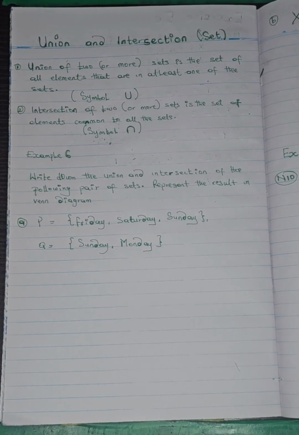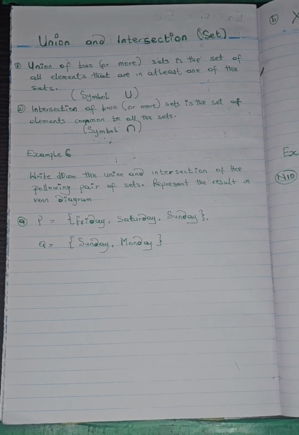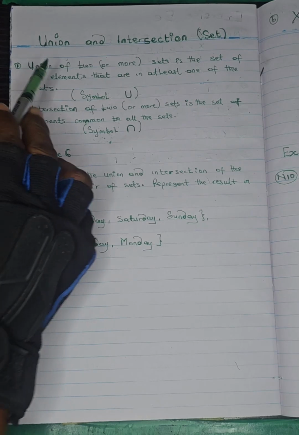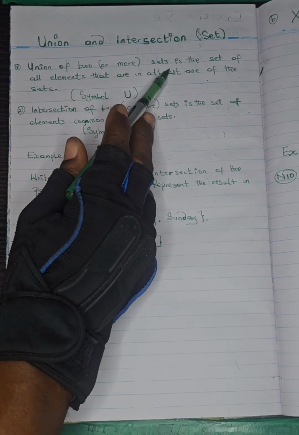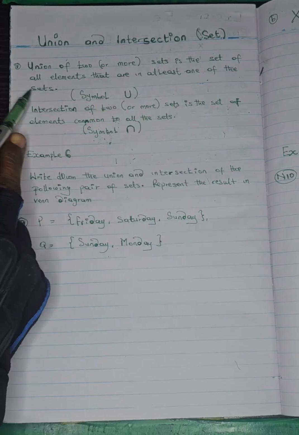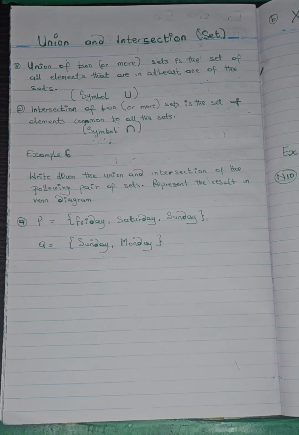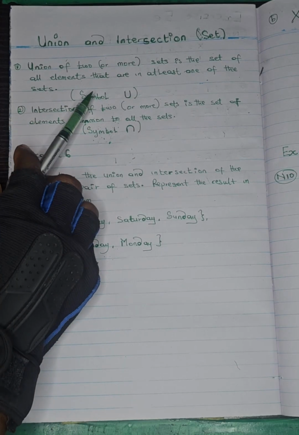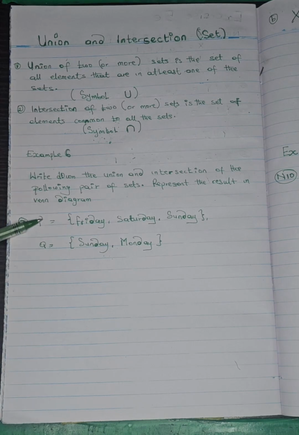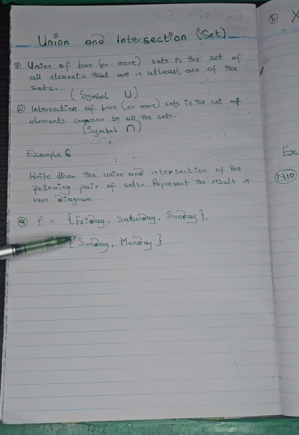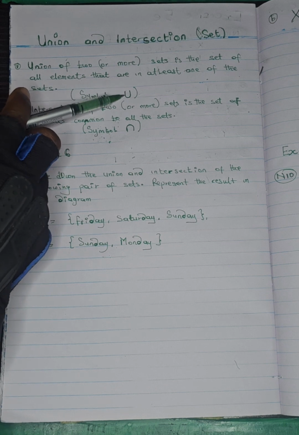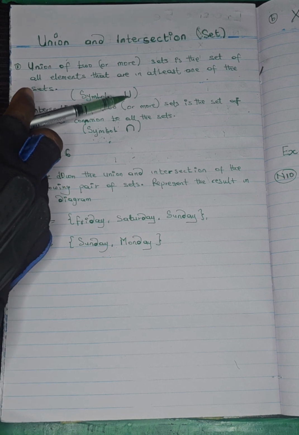In this class, we're going to deal with union and intersection of sets. First, let's start. Union of two or more sets is the set of all elements that are in at least one of each set. I will explain this when we start solving our example. What it's trying to say is that if you have a set P and set Q, the union is another set that has everything that is in P and also everything that is in Q. The symbol is this long U, not just U, a long one.